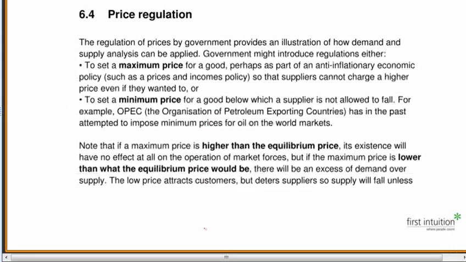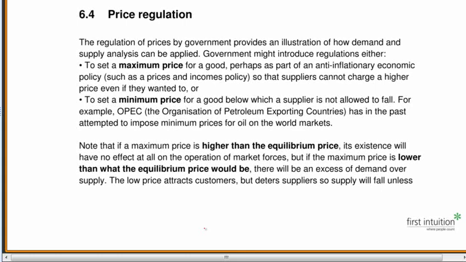Now, section 6.4 refers to the fact that we don't always leave the market to its own devices. Okay, and just occasionally, a government, for instance, would intervene and impose a price. So there'd be some sort of price regulation.